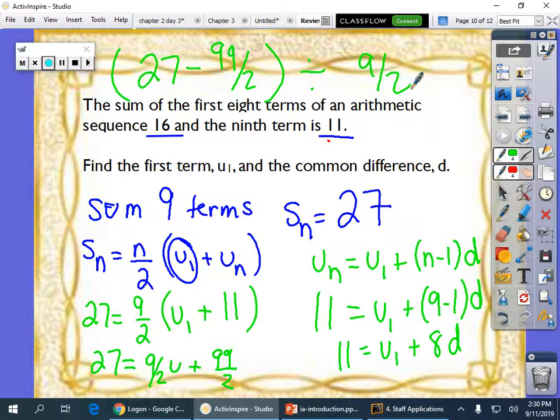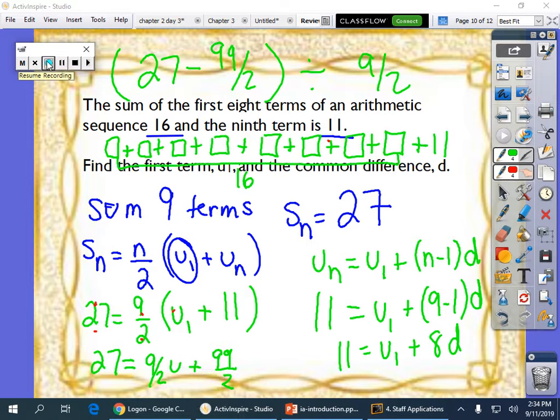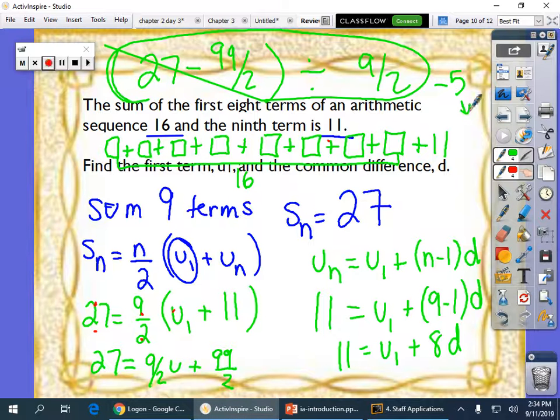Okay, finish your review. Okay, so when I type this whole thing in my calculator, I end up with negative 5. So negative 5 is my u sub 1. Okay? If you had trouble with this, if you think about it, term 1, 2, 3, 4, 5, 6, 7, 8, they're all unknown, but they all total to 16, and the ninth term is 11. When I combine them, I get 27.